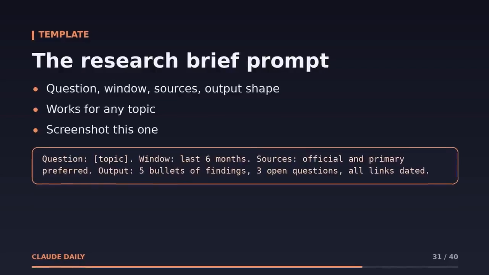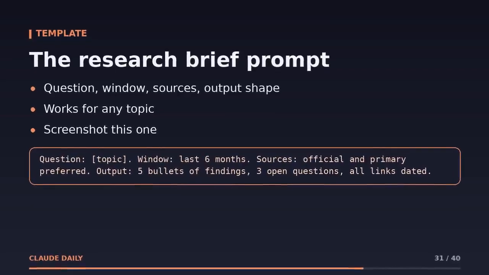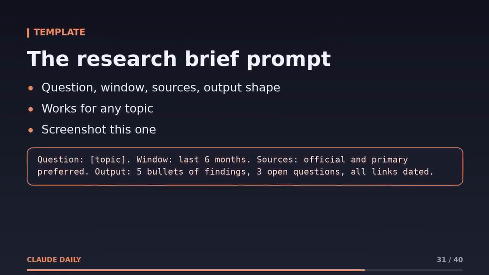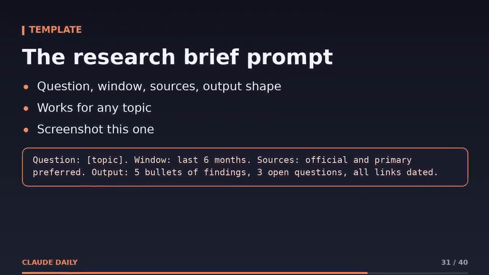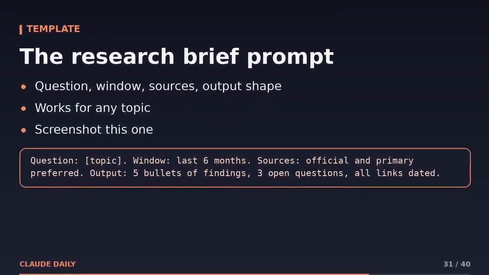Here is a research brief template you can steal. It sets the question, the time window, the source preference, and the output shape all at once. Pause the video and screenshot this one. It is the highest value slide here.